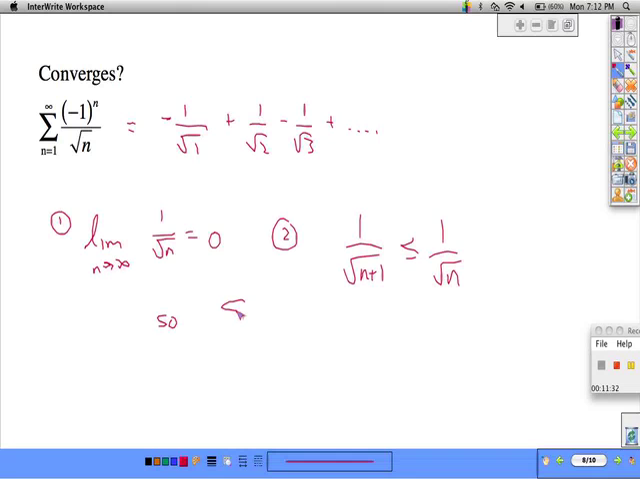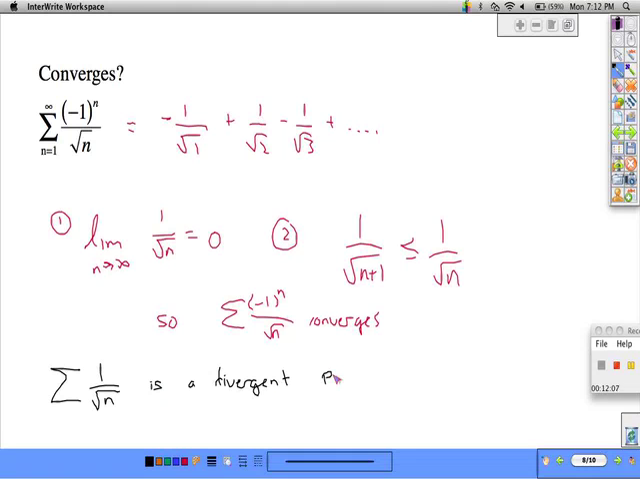So this series converges, but it doesn't converge absolutely, because the series represented by 1 over square root of n, which is the absolute value of this series, is a divergent p-series. So our series converges conditionally.